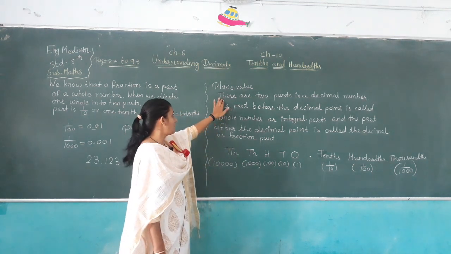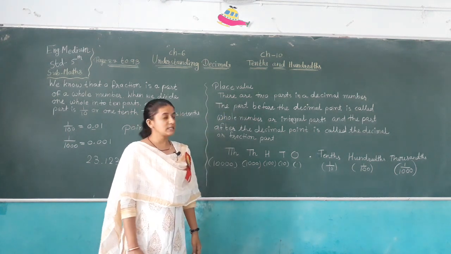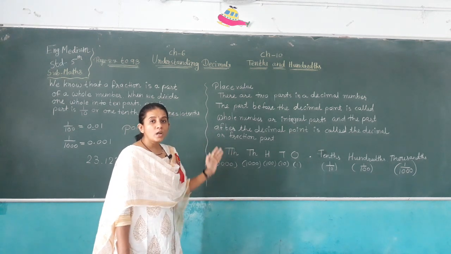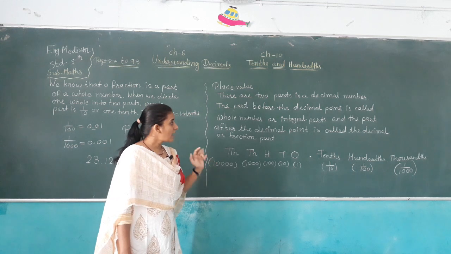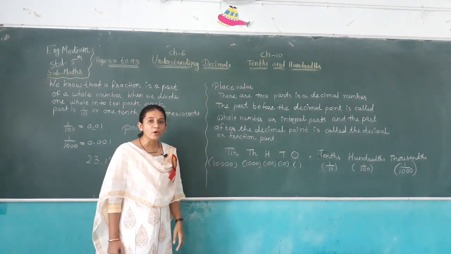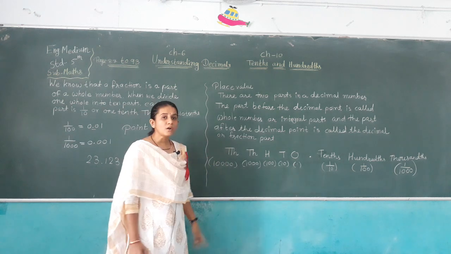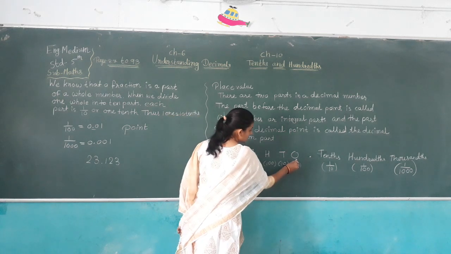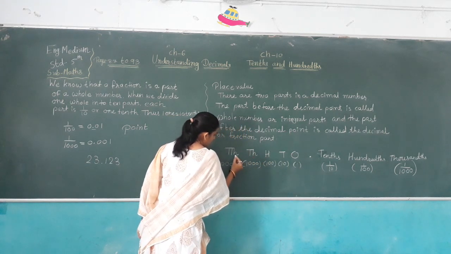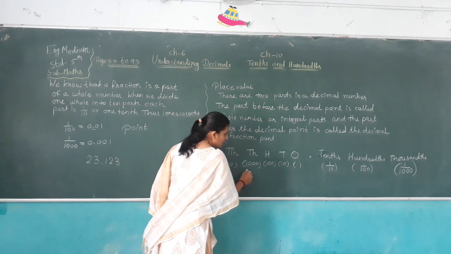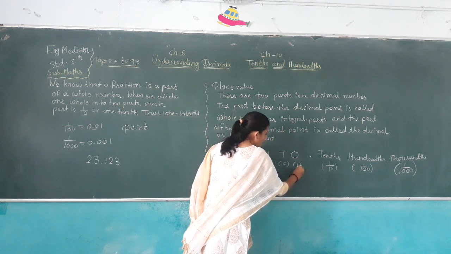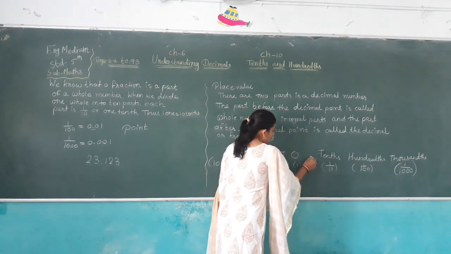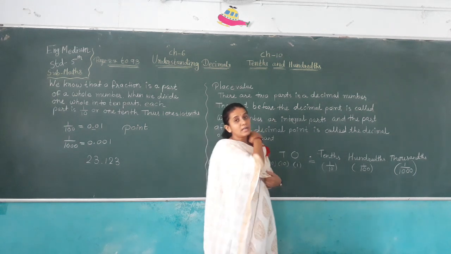Now again, one time, repeat. There are two parts in a decimal number. The part before the decimal point is called the whole number or integral part, and the part after the decimal point is called the decimal or fraction part. Here look: ones, tens, hundreds, thousands, ten thousands. Point is called the decimal point. It is read as only point.